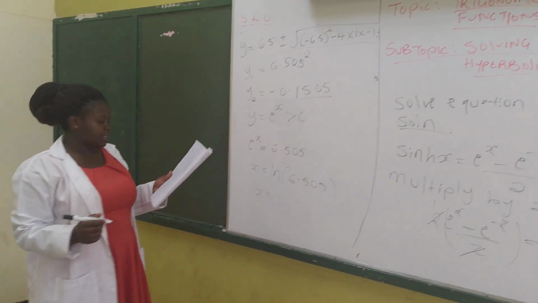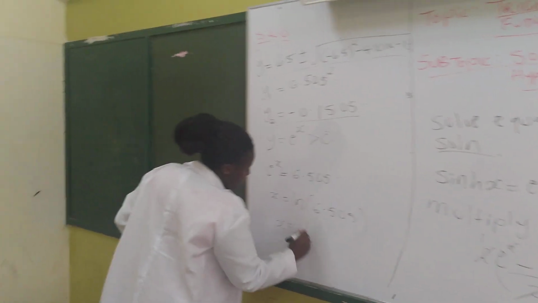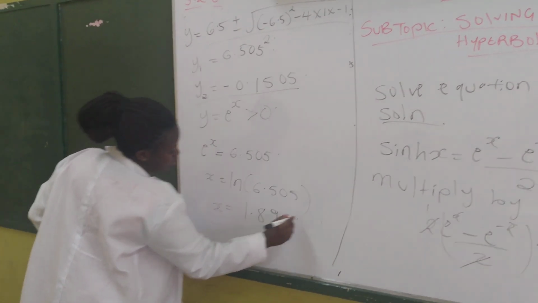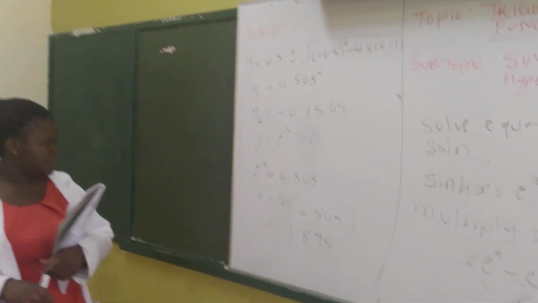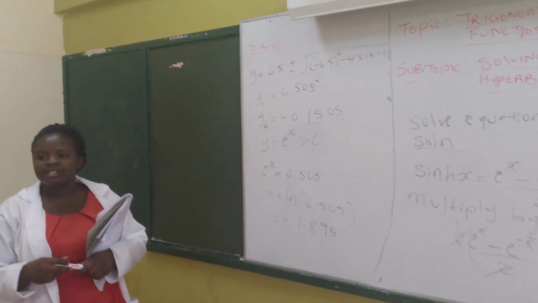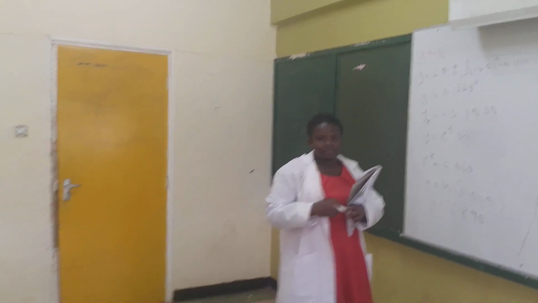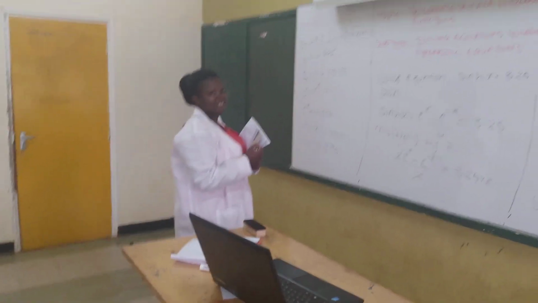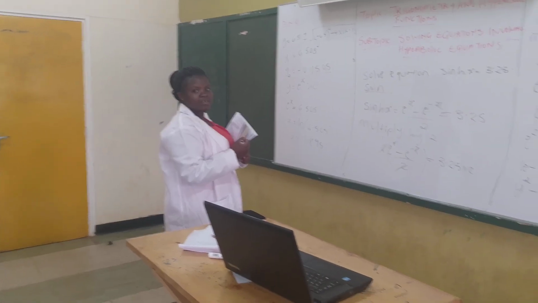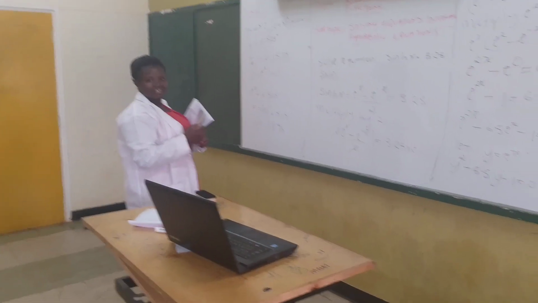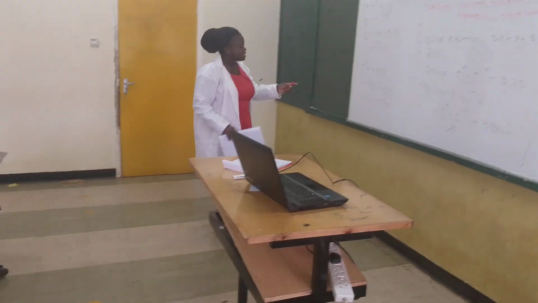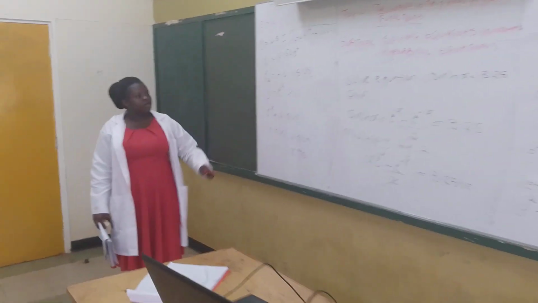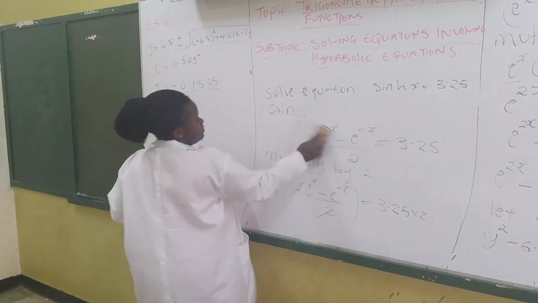What is your value of x? Confirm if you have this answer, 1.895. Do you get the same answer? Yes. That is correct. So that is our answer that we have got. Is everybody okay? Yes. Okay.